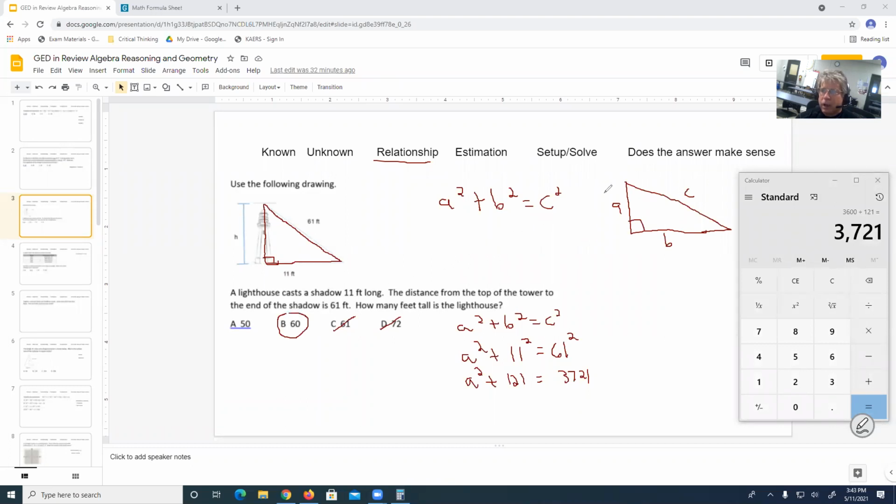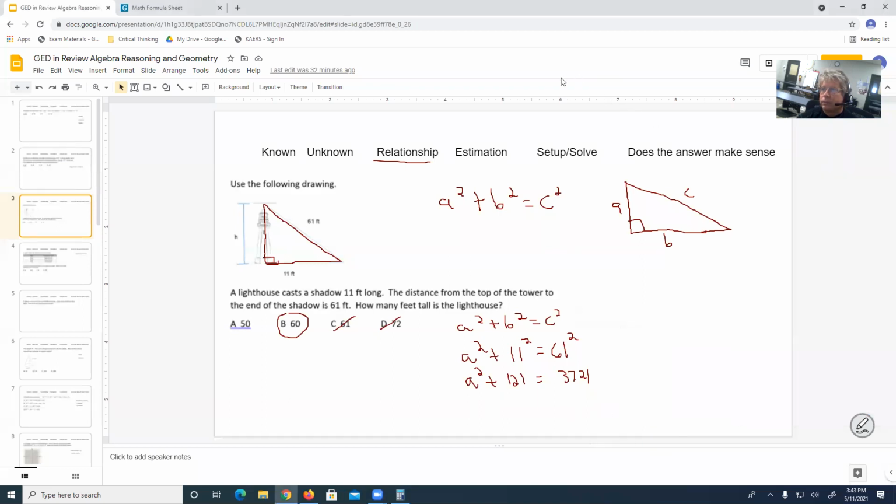So remember, in a right triangle, the slanted side is always the longest side. So the 61 has to be the biggest, which means these two sides have to be smaller than 61. That's why I ruled out C and D, so I didn't have to do as much guessing and checking. Got it down to 2. Okay, let's see if we can move on to the next question.